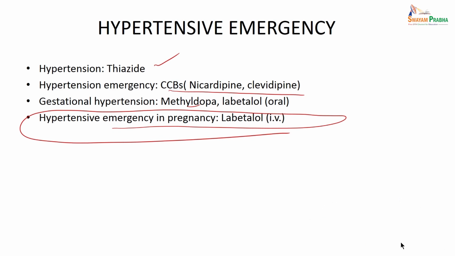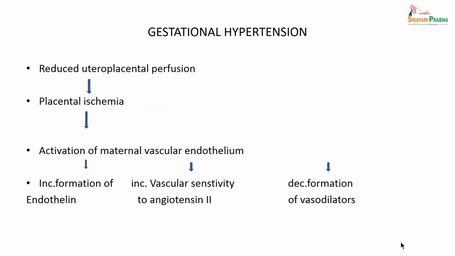So, these are the options available for hypertensive emergency. Now, look in detail at gestational hypertension. Basically, in gestational hypertension, what happens? There is a reduction of uteroplacental circulation or perfusion, and it leads to placental ischemia.